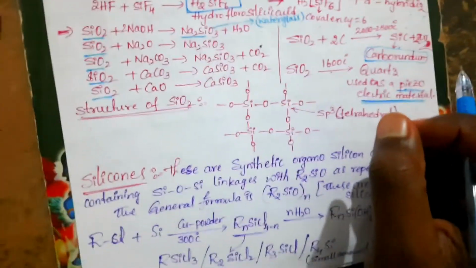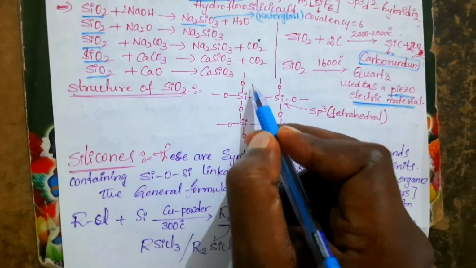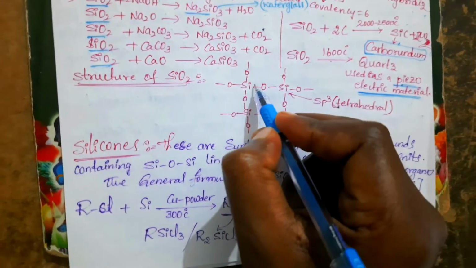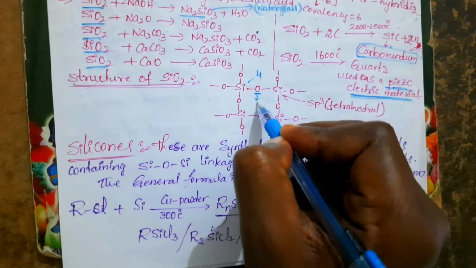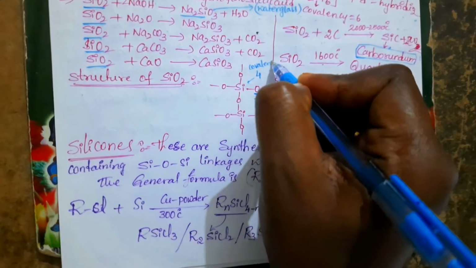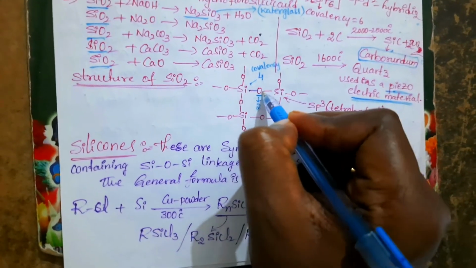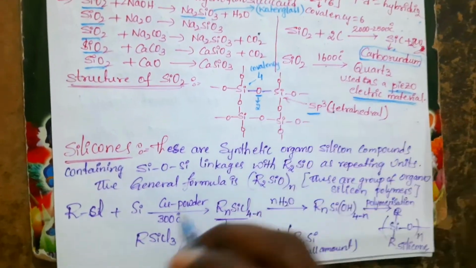Now the structure of SiO2: in silica, each silicon atom is bonded with 4 oxygen atoms in a tetrahedral manner. Here the covalency of silicon is 4, and the covalency of oxygen is 2. Silicon is surrounded by 4 bonds and oxygen by 2 bonds, so its covalency is 2. It is sp3 hybridized.